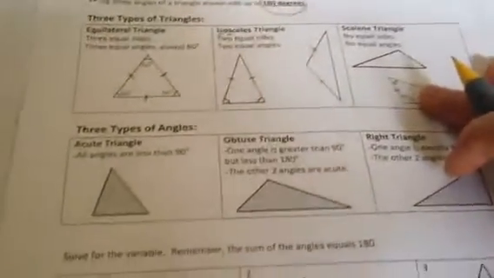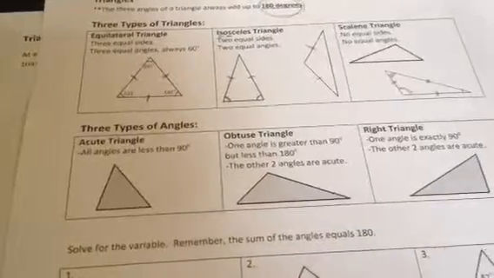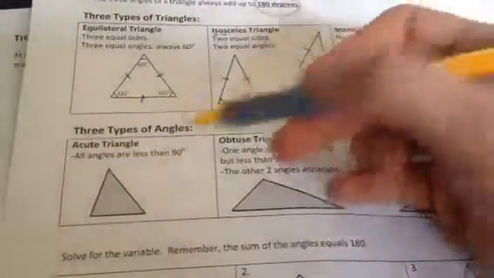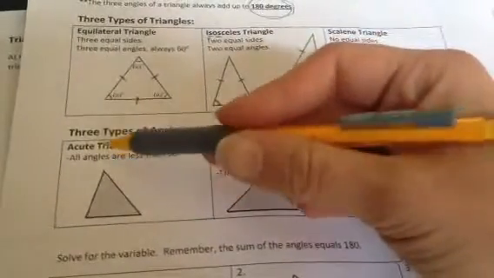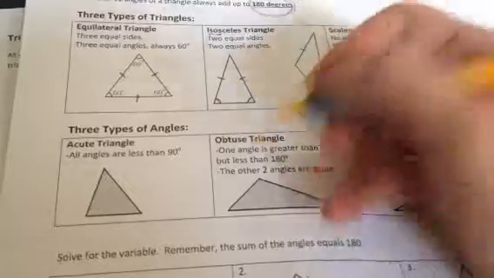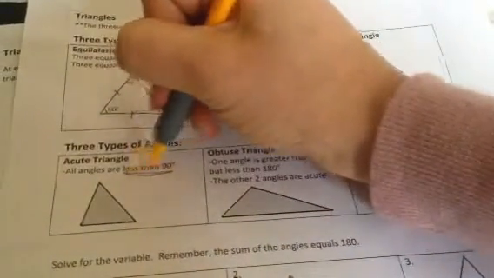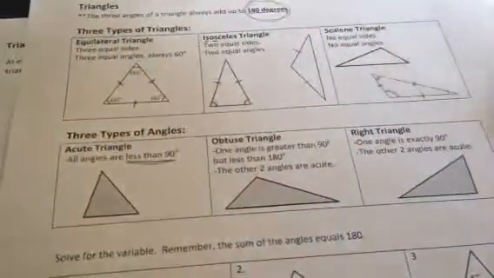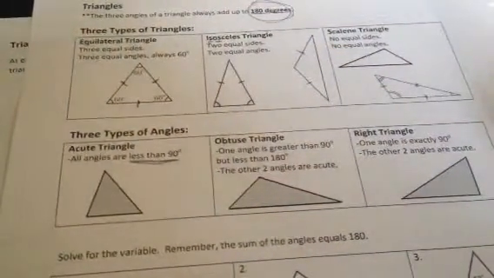Alright, next thing is the types of angles within a triangle. These are probably going to be a little bit more familiar vocabulary words, and I think you probably learned about them in 6th grade. But for an acute triangle, it's pretty simple. All angles in an acute triangle are acute, which means less than 90 degrees. So every single angle in the triangle will be less than 90 degrees if it's an acute triangle.